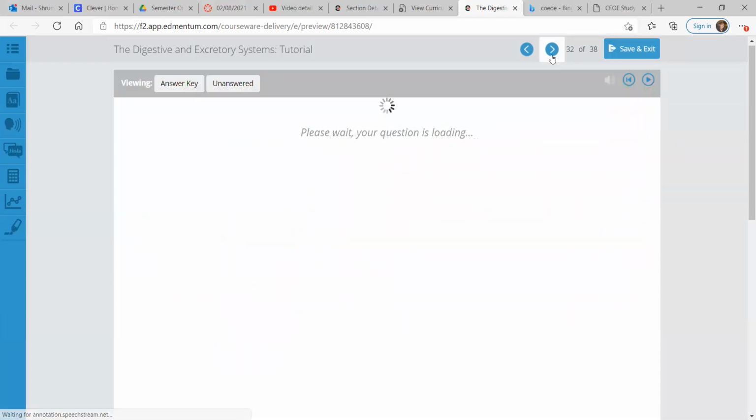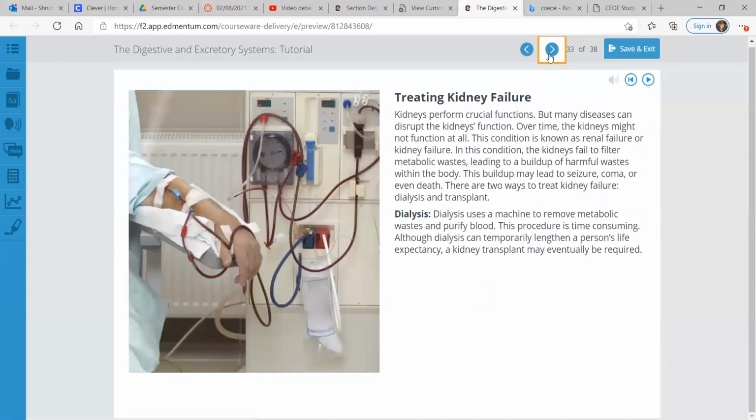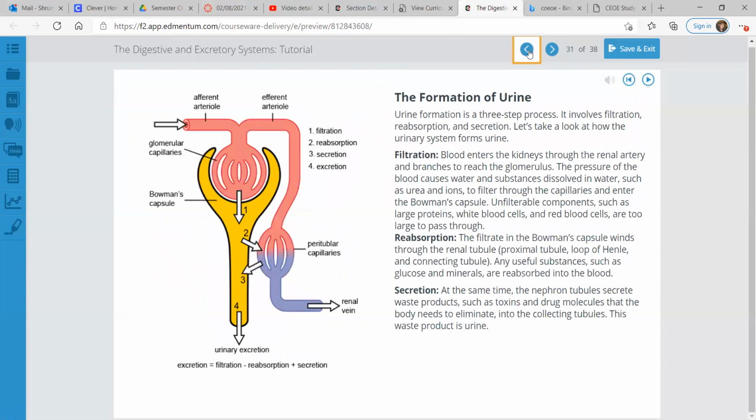And I think I will stop after this formation of urine slide. And then we'll get back to it in another part.